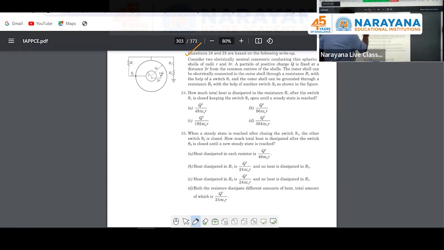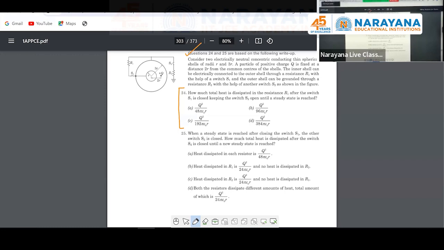Now here is the first problem. How much total heat is dissipated in R1 after the switch S1 is kept closed, keeping the switch S2 open, until a steady state is reached? So draw this circuit and let's try to find out the amount of heat which is being generated.